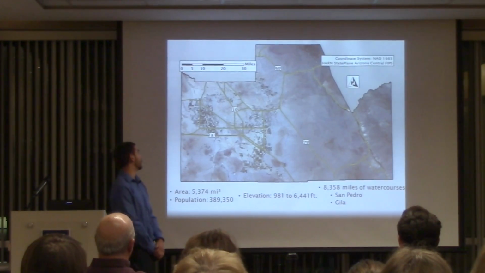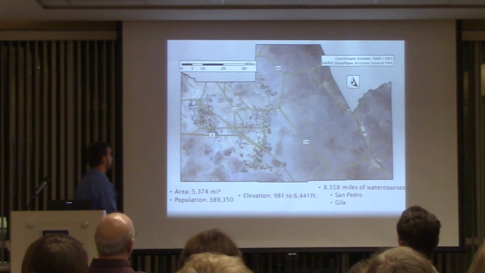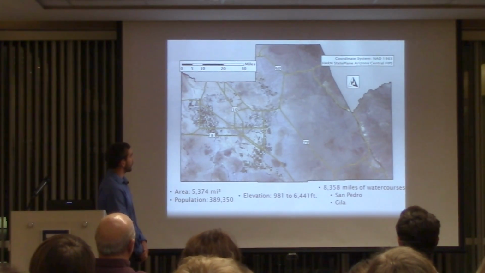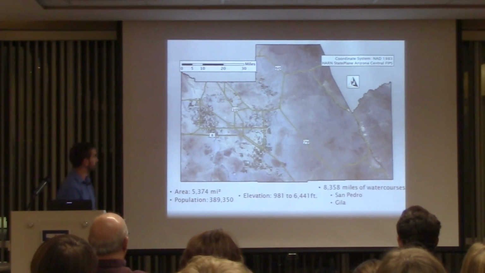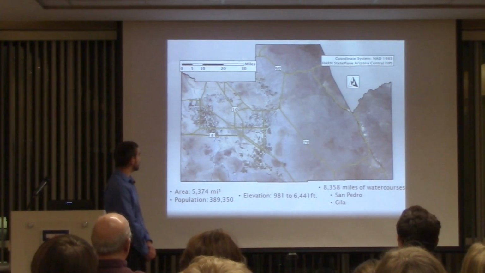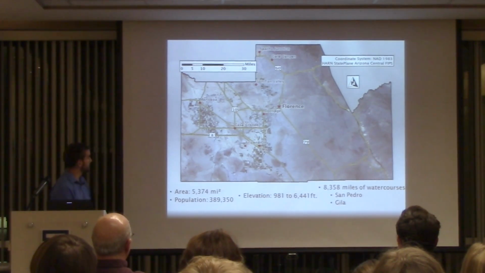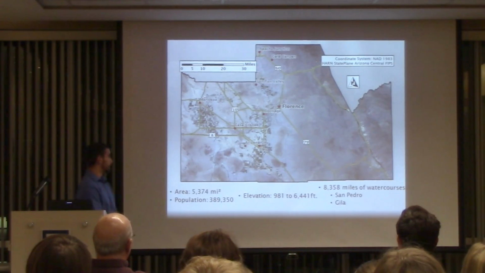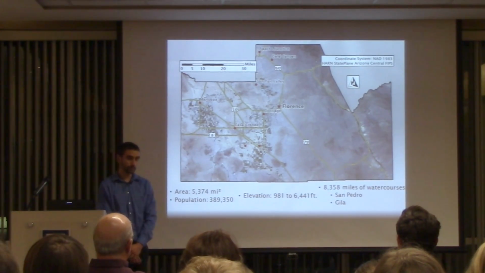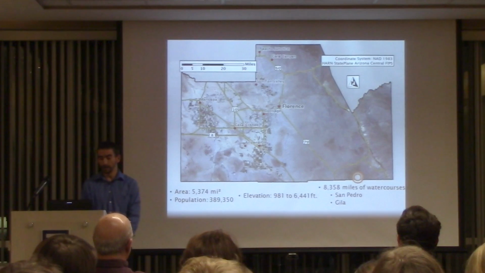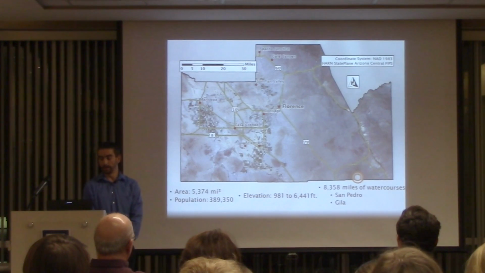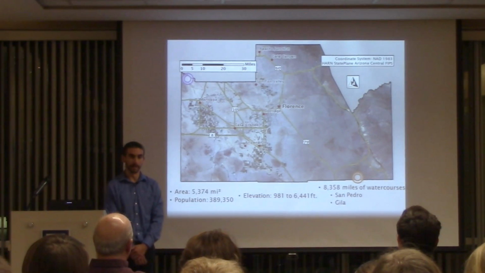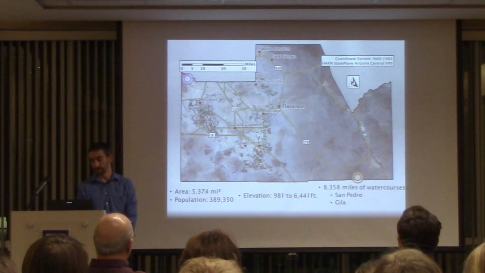This is Pinal County, just north of us. We've got about 5,300 square miles of area, so reasonably large. Most of the citizenry is out here with the agriculture in the west. Those are the major cities, Florence being the capital. About 390,000 people, and elevations ranging from about 6,400 feet on the slopes near Mount Lemmon down to 981 feet out where the Gila River exits the county in the northwest.